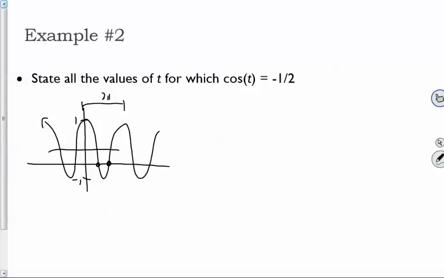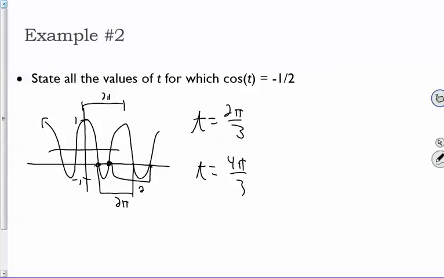If you look at your unit circle, it's at 2 pi over 3, and it's also at 4 pi over 3. And that's because of these two guys right here. This guy jumps to right here, that's a difference of 2 pi. This guy jumps to right here, that's a difference of 2 pi. So to make that happen, I've got to go plus or minus 2k pi, if that makes sense.